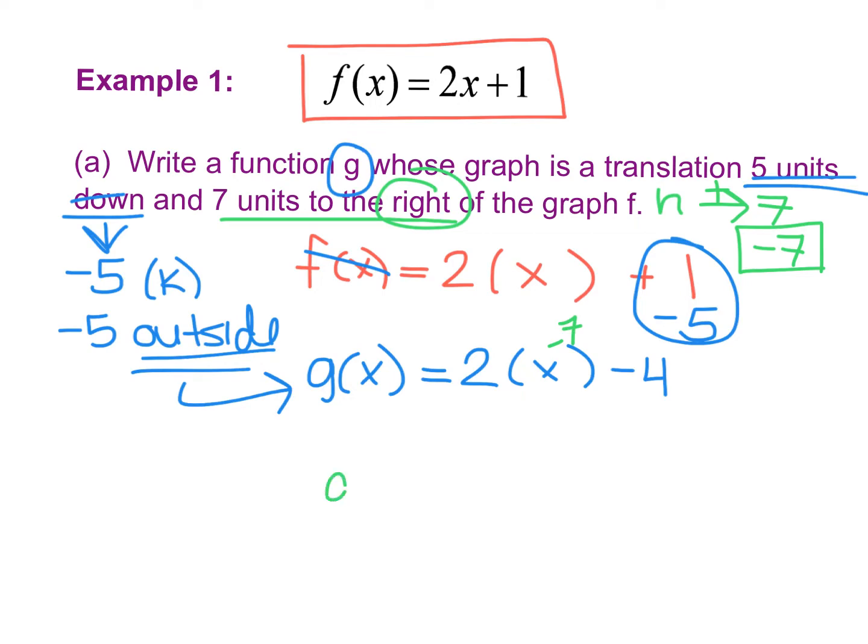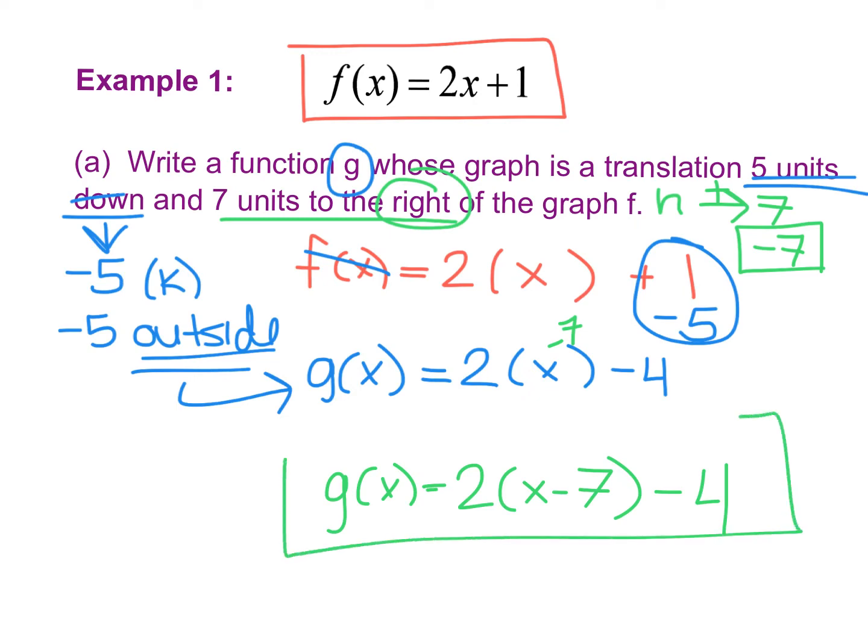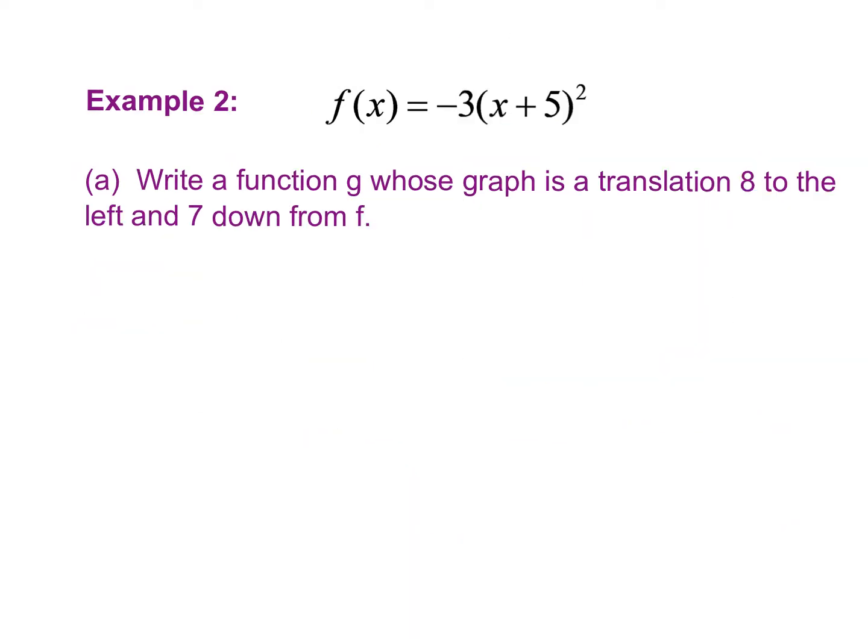So my new equation here is g of x is equal to 2(x minus 7). We can see that movement 7 units to the right. And then minus 4, we can see we took our original graph and we shifted it down 4 units. So that's our first example, seeing how we can add in those translations, moving up and down and left and right. So let's dive in and try another example using our quadratic function.